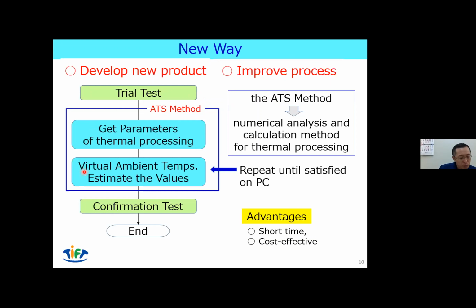Next, we estimate the core temperature after setting a virtual ambient temperature pattern. In this way, we can set the virtual pattern and estimate it several times until we are satisfied on our PC, and finally, a confirmation test is needed. The advantages of using the numerical calculation method are short time and cost effectiveness.